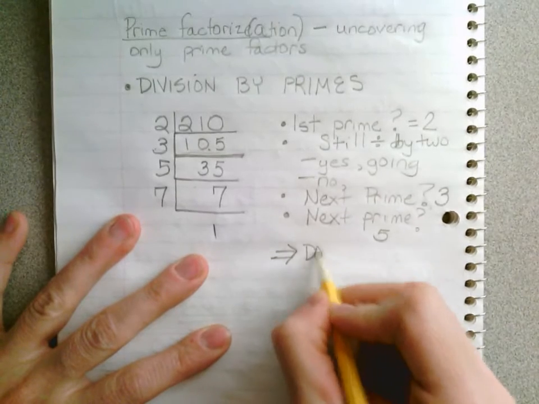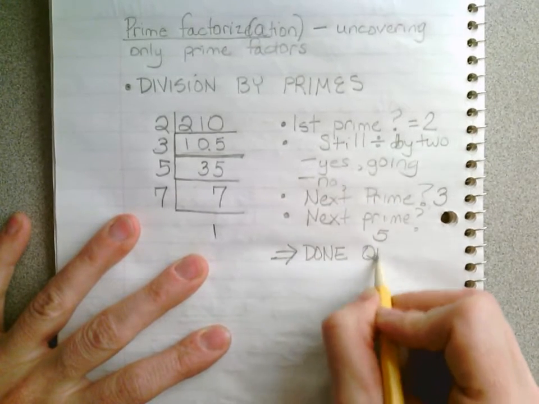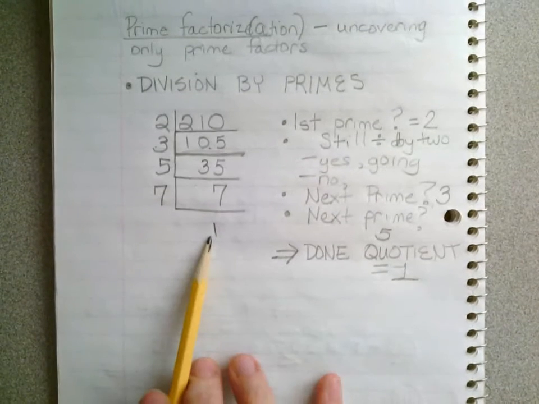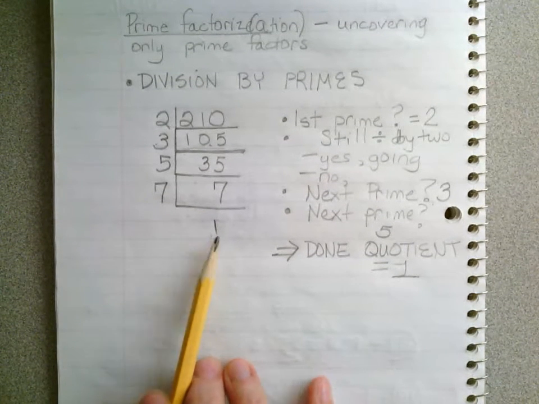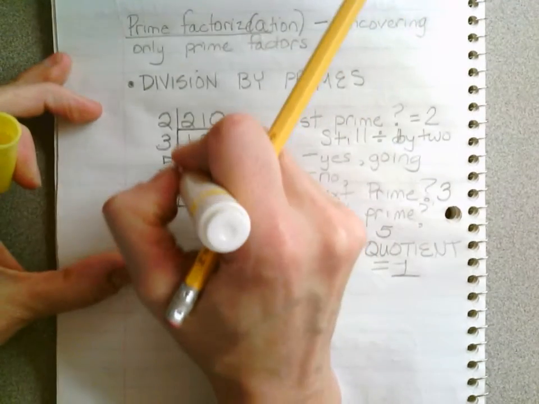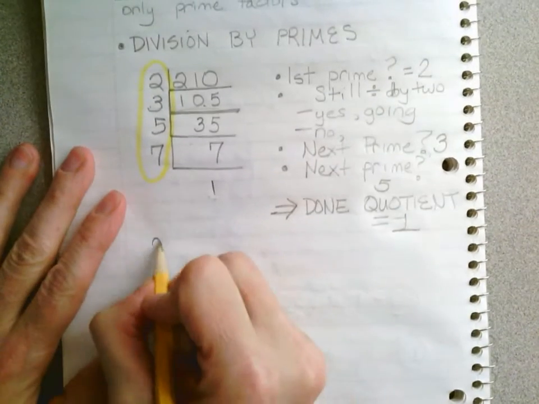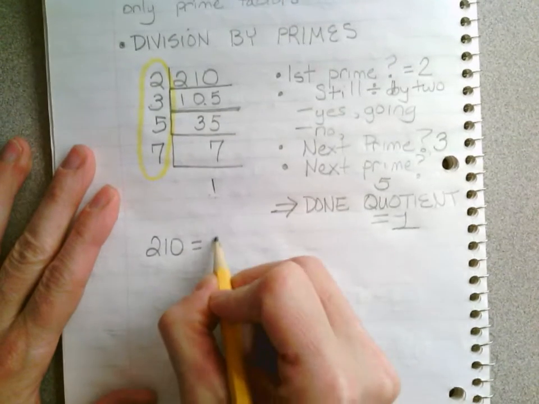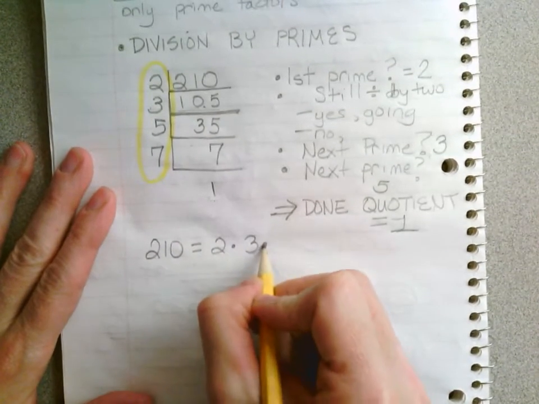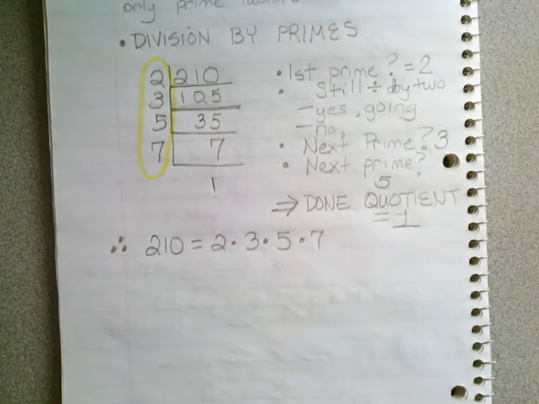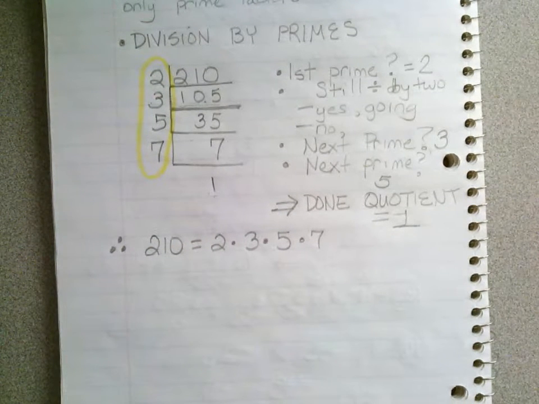You are done with this process when the quotient equals 1. Does the quotient equal 1 right now? You're done. So what you have off to the left is the prime factorization of the number 210. To answer it, you would write it this way: 210 is equal to 2 times 3 times 5 times 7. Therefore, the prime factorization is 2 times 3 times 5 times 7.